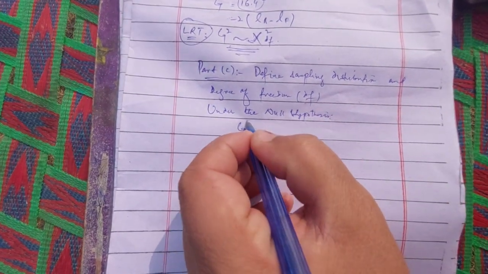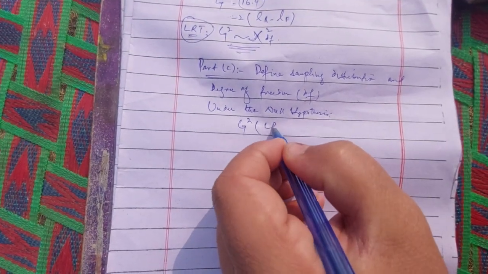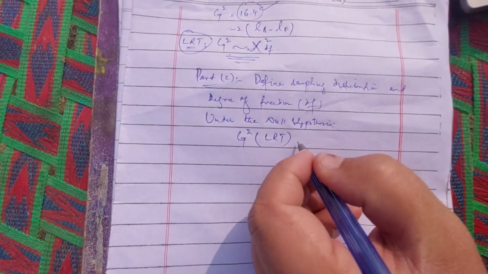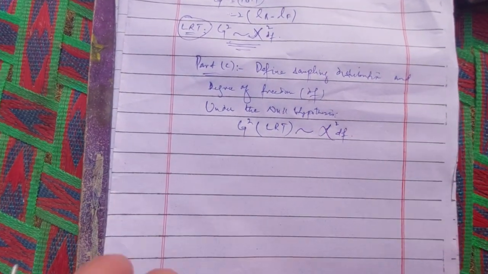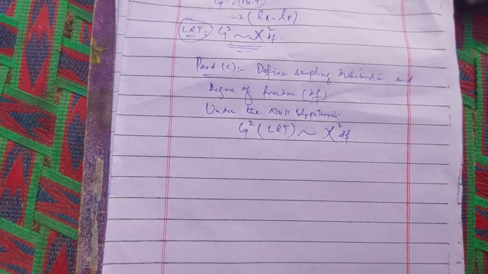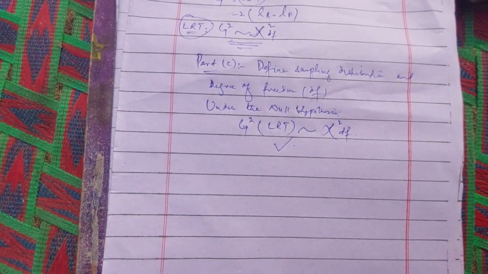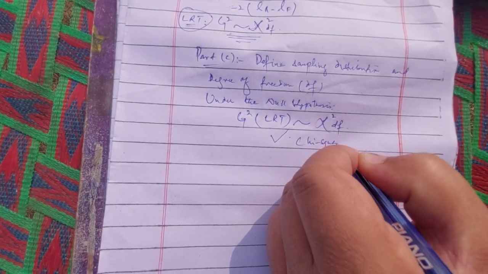So under the null hypothesis, the G square, which is the likelihood ratio test statistic, follows the chi-square distribution. So this is the sampling distribution.